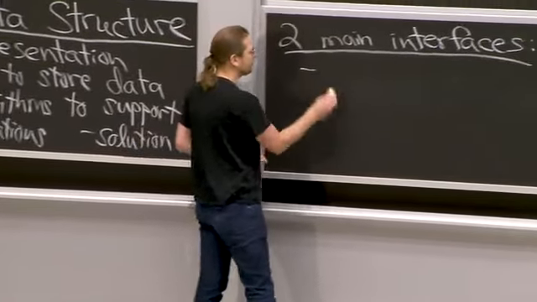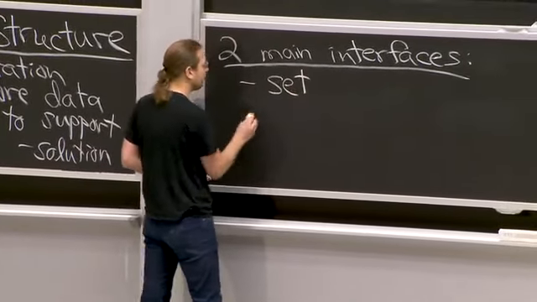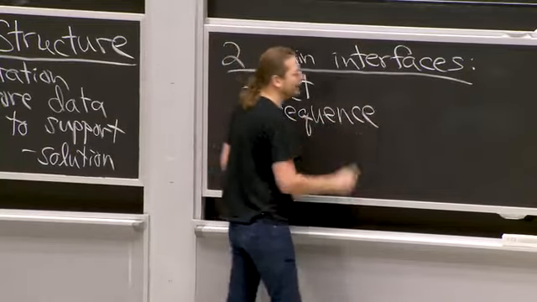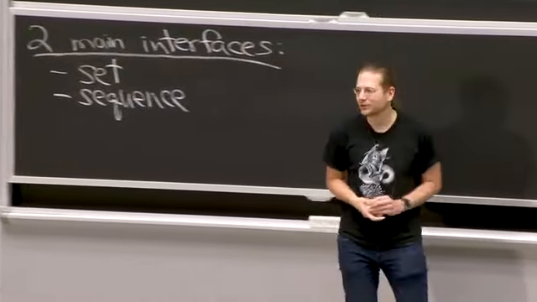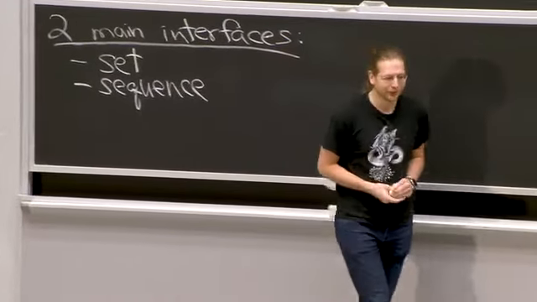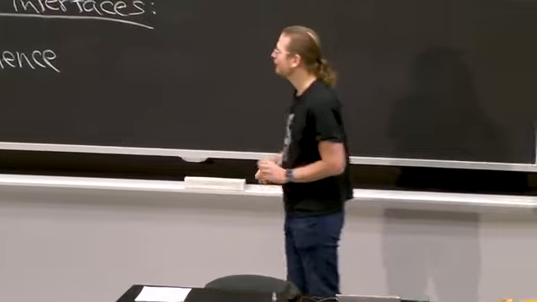We're going to think about two data structures. One is called a set, and one is called a sequence. These are highly loaded terms. Set means something to a mathematician. It means something else to a Python programmer. Sequence, similarly. I guess there's not a Python sequence data type built in.